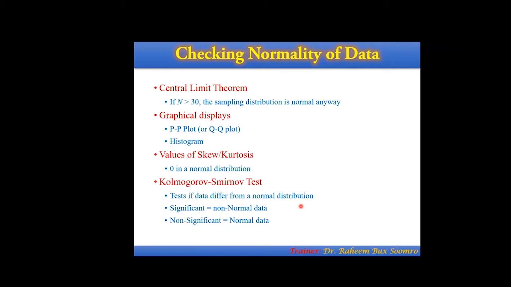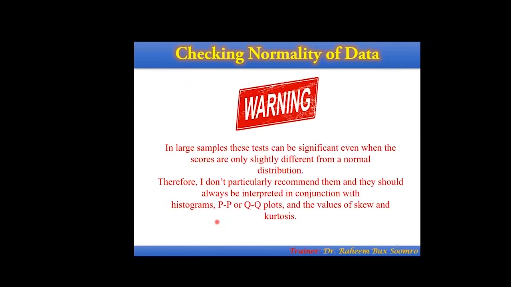But in this test, the situation is reversed. If your value is less than 0.05, it means it's significant. If the result is significant, in this case it means the data is non-normal. If the result is non-significant, that means the probability value is more than 0.05, it means the data is normal. So we should keep this in our mind.